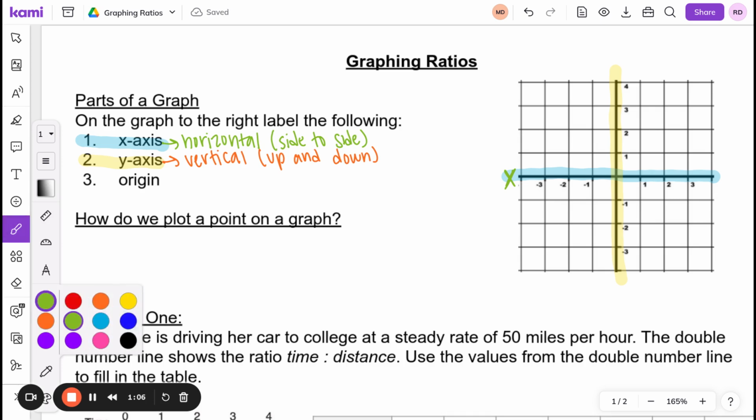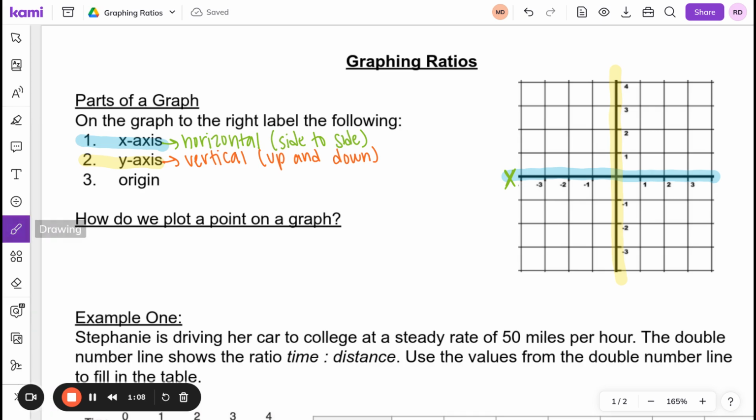And then another very big key feature is the origin. And the origin is that point 0, 0. So in this example, your origin is right here in the middle. And I forgot to label y up here, so I'm going to add that really quick.